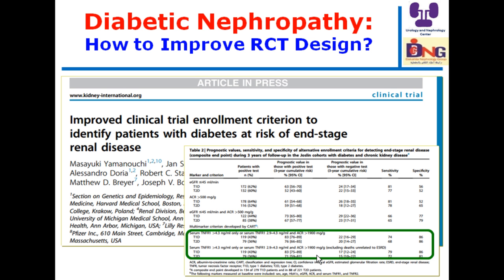So either use only one marker, which is TNF receptor if it exceeds 4.3, or use two markers: TNF receptor between 2.9 and 4.3 plus albumin creatinine ratio exceeding 1.9 gram albumin per gram creatinine.